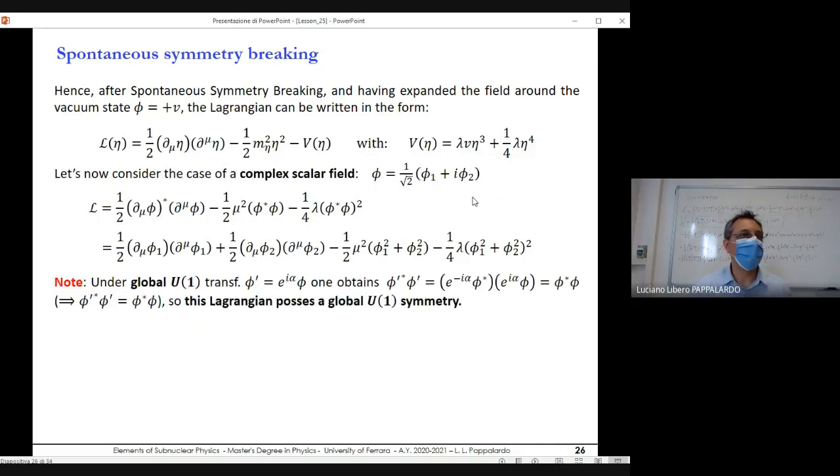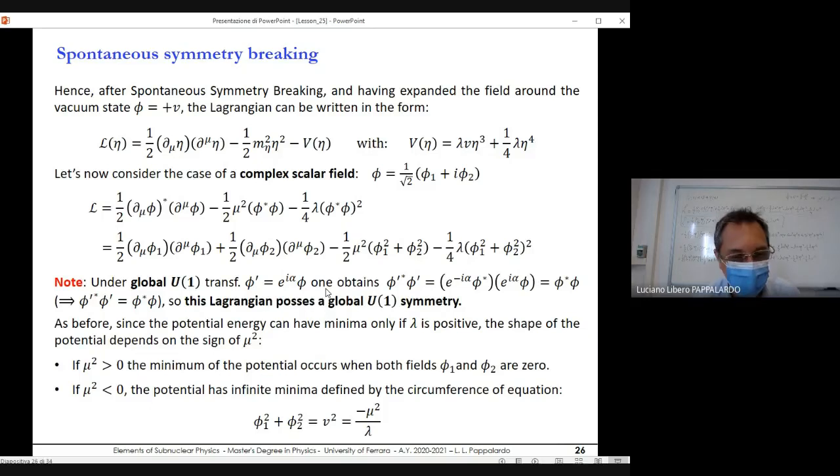Now, let's look at this Lagrangian and see what kind of symmetry it has. So let's consider, for instance, a global U(1) transformation like this. Phi prime is e to the i alpha phi, okay, the one introduced already long ago. So if this is the kind of transformation, then you can compute phi prime star phi prime just by multiplying the two. And of course, the exponential part cancels in the product, okay? So it turns out that the product of the transformed field is the same as the product of the untransformed field. And so in other words, this Lagrangian is symmetric under global U(1) transformation.